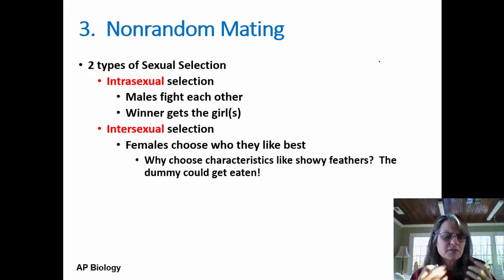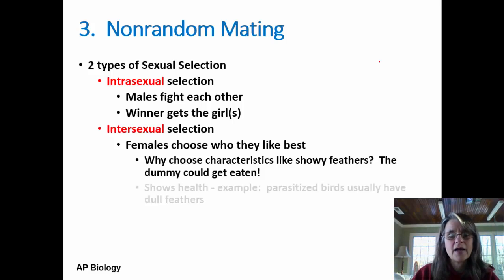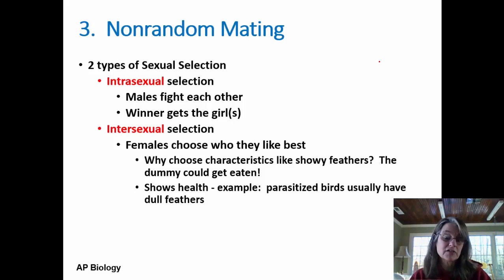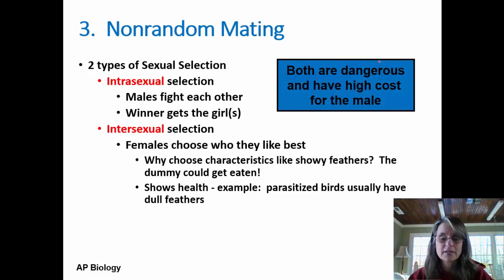So the question seemed to be obvious. Why would anyone choose characteristics like showy feathers? The dummy could get eaten. What an idiot to have showy feathers. It seems like we wouldn't want that. But those showy feathers obviously show health, vigor. Parasitized birds, weak birds tend to have dull feathers. And so if you can have enough energy to produce these beautiful colors, beautiful feathers, then perhaps that is eye-catching and indicative of really good genes and good health, and that you will be a good mate.